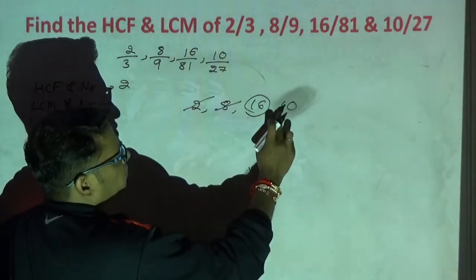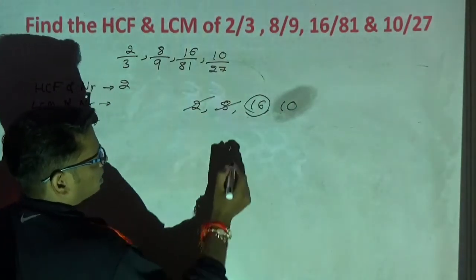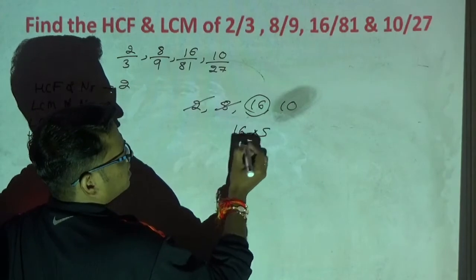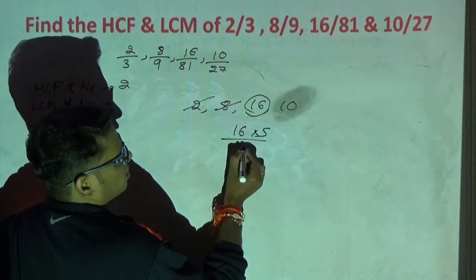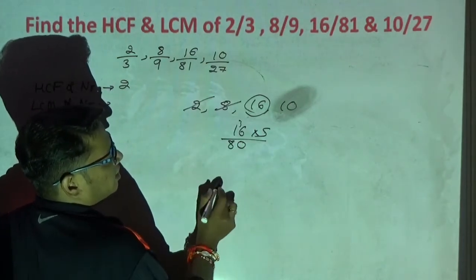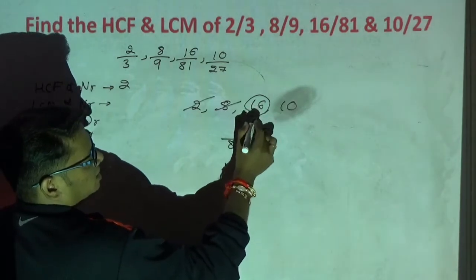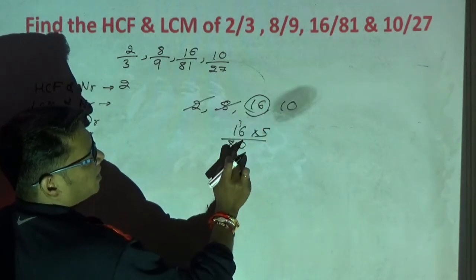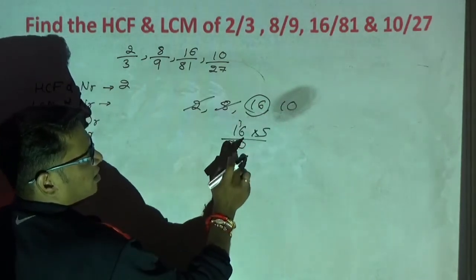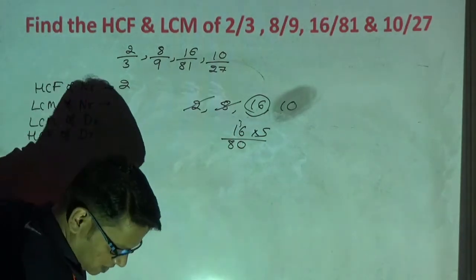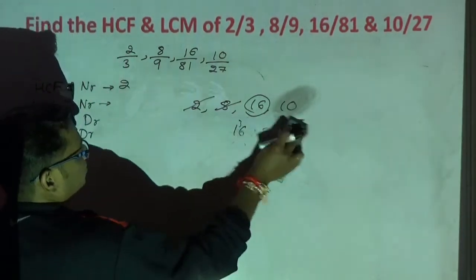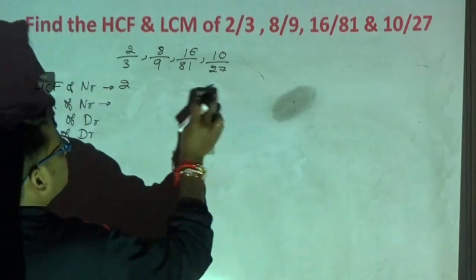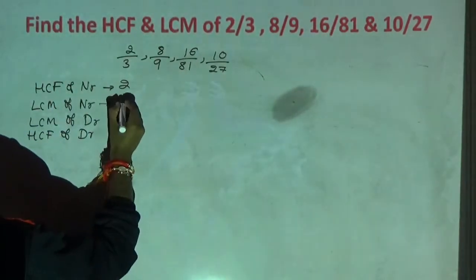Now, which is the multiple of 16 that I can divide by 10? That I need to find out. 16 five times is 80. So 16 itself I cannot divide by 10, therefore the multiple which I can divide by 10 is 80. Therefore the LCM is 80. The LCM of the numerators I got is 80.